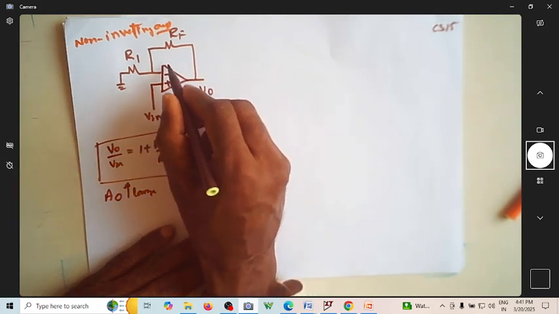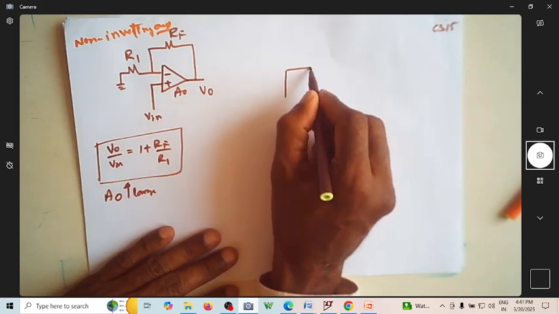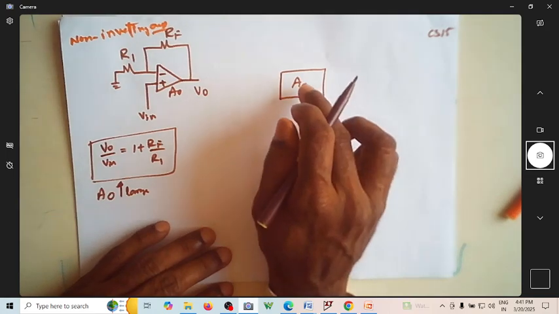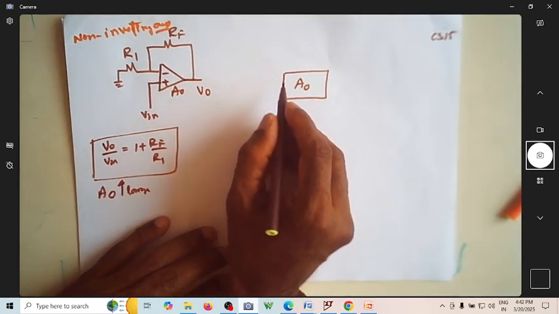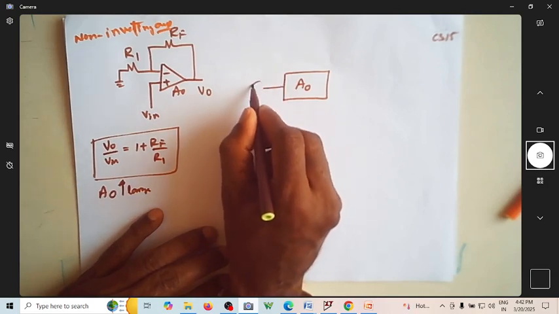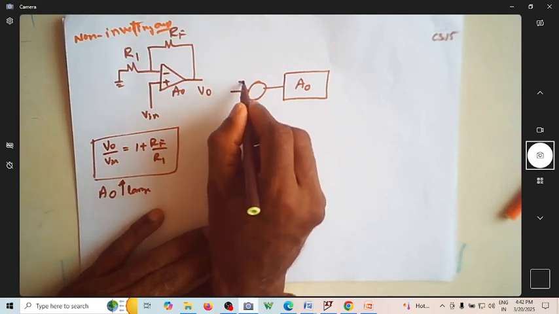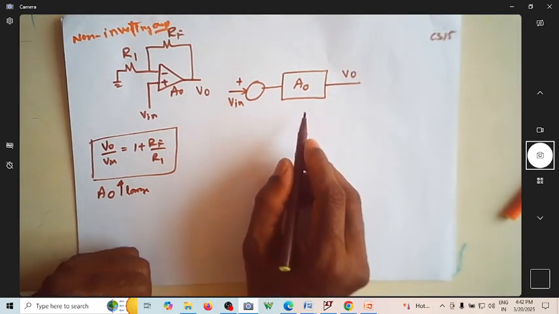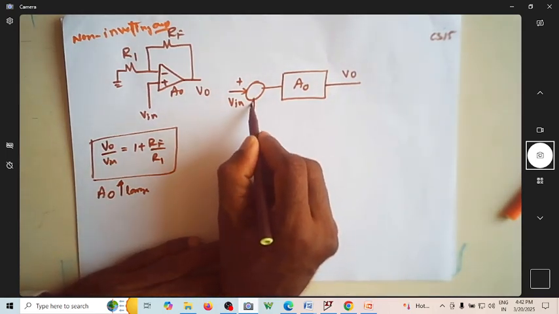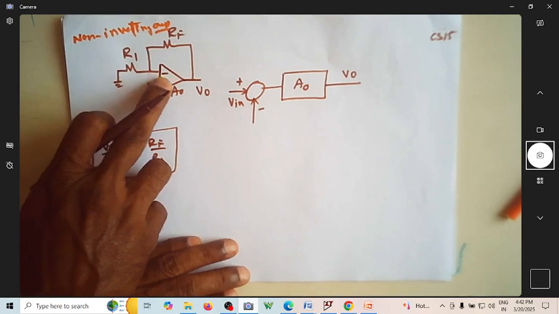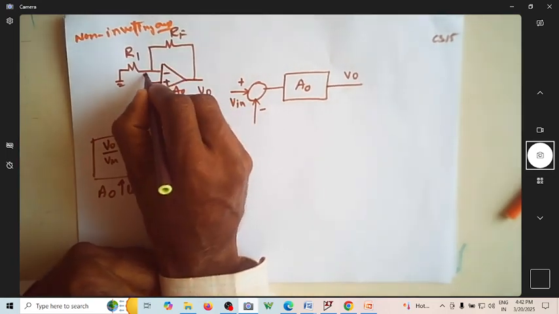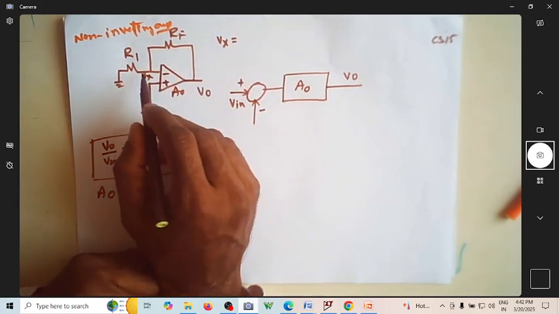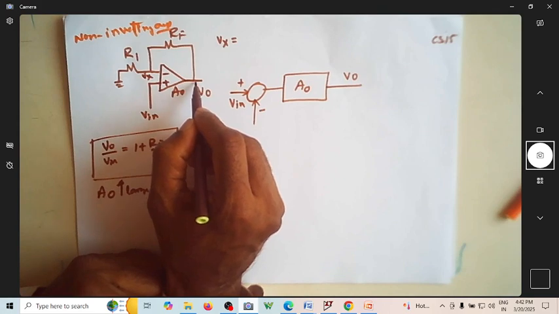Now I can represent this Opamp as a block with open loop gain A0. So this is an Opamp representation, and of course the input is applied here. So this is plus. Now this is my input voltage that I have applied, and this is V naught here, and I'm just feeding the signal back to this. Suppose you say this is some Vx. What is the voltage Vx? Vx is nothing but the voltage at this point due to this V naught.